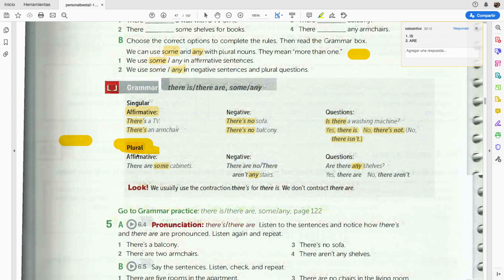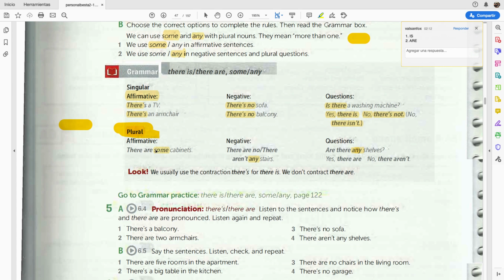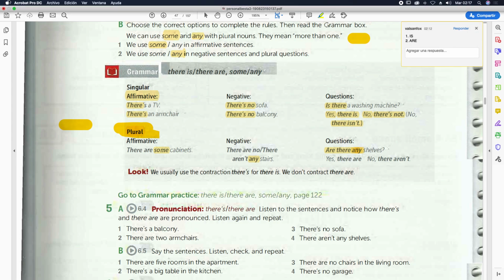All right. And then we have the plural form. If it is plural, remember we change. There are one, there are two, there are five, there are 10 cabinets, there are some cabinets, and I also explained to you that you can also use a lot of for a bigger quantity. Okay? And then in negative, what do we have? There are no or there aren't any stairs. Are there any shelves? In the interrogative form we change. Yes, there are. Oh no, there aren't.